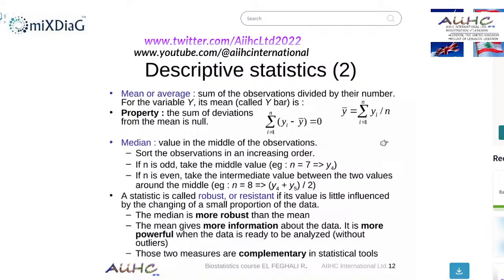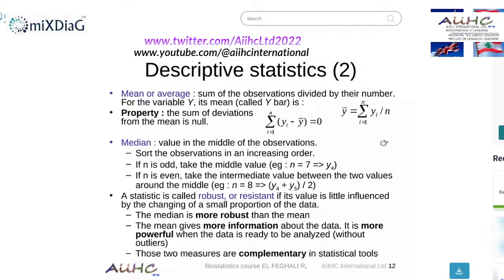equal groups. A statistic is called robust or resistant if its value is little influenced by the changing of a small proportion of the data. So the median is more robust than the mean. The mean gives more information about the data. Indeed, the median is used to stratify. For example, if we would like to divide the sample into two groups, we use the median of age, which age will divide it, and this value can be used in the future in machine learning and deep learning as some kind of threshold, as a criterion.